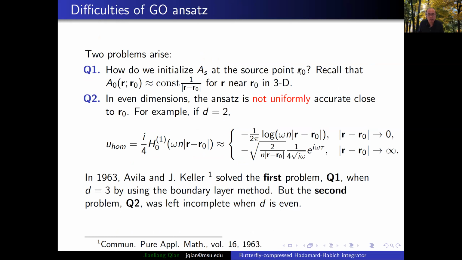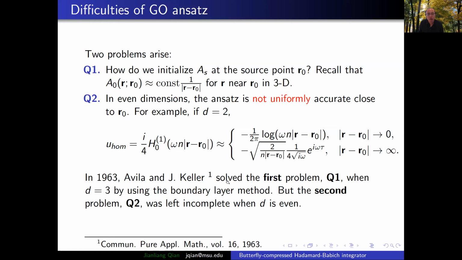In 3D, these amplitudes are proportional to 1 over the distance. When the observation point is near the source, they are essentially unbounded, so we don't want to deal with this unbounded function directly. In 2D it is even worse: this asymptotic ansatz is not uniformly accurate close to the source point in even dimensions. That's the issue.